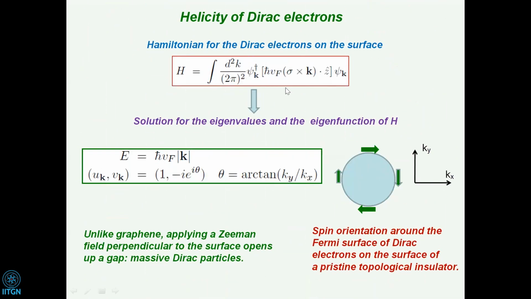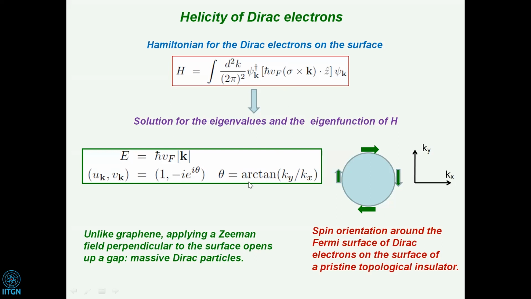Now, if I diagonalize this matrix, which is something like sigma x ky minus sigma y kx, which is very easily done, I again have the same energy as that of the Dirac electrons in graphene. That doesn't change. However, the wave function now changes, because instead of a 1 e to the power i theta, which was the same for the graphene electrons, here you have a minus i factor sitting in here. And that's because you now have sigma y coupling to kx and so on.